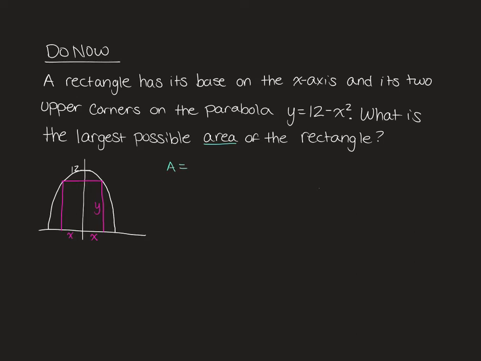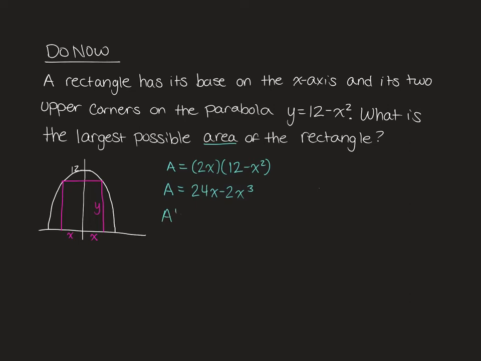So our picture is drawn here. We have the parabola in white and then our rectangle in pink. So the area of this rectangle is going to be 2x times y. Well, y is 12 minus x squared. If we simplify that, we get 24x minus 2x cubed.